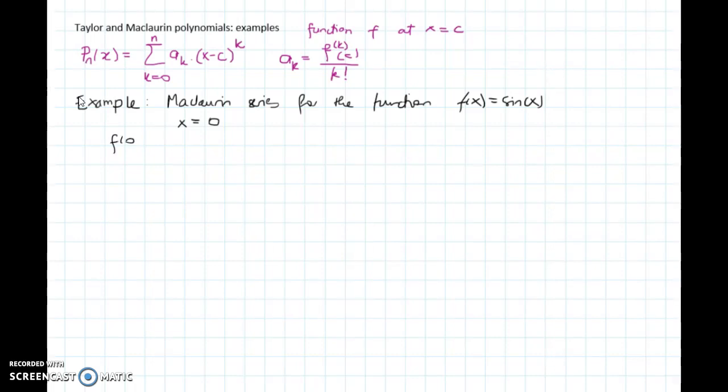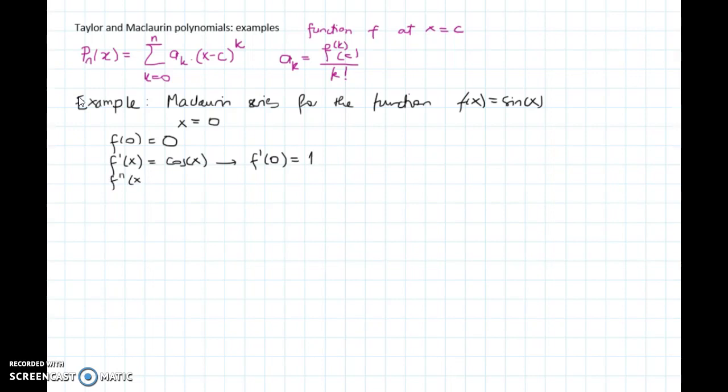The function itself, evaluated at 0, sine at 0 takes the value 0. The first derivative of the function is the cosine of x, and if we evaluate this at 0, we get cosine of 0, which is 1.